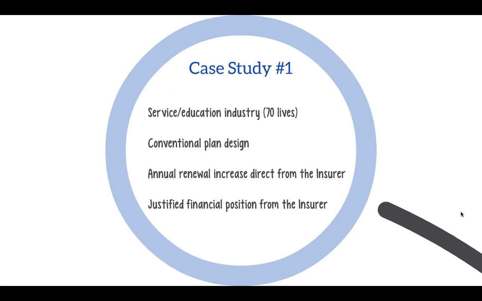In our first example, case study number 1, this is a service and education focused organization. They've got about 70 lives. And when we first started talking with their advisor, they had a conventional plan design. They received an annual renewal increase directly from the insurer.